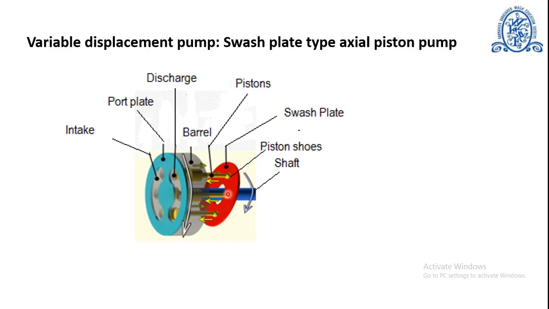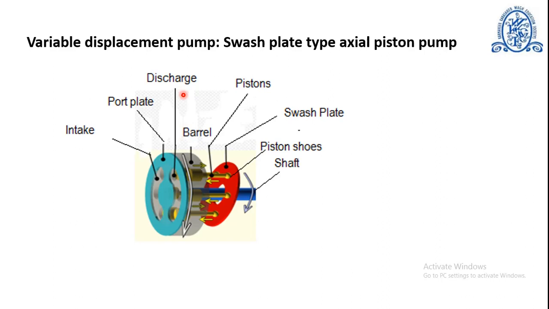At the inlet port, since these pistons move out of the barrel, the volume expands and therefore pressure drops below atmospheric pressure. This causes the fluid in the tank, maintained at atmospheric pressure, to get sucked in. At the discharge end, the piston moves into the cylinder barrel, causing a decrease in volume, and hence the fluid is delivered out at high pressure.